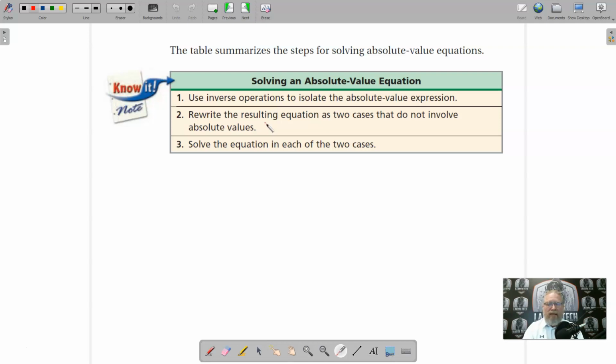We're going to take what's inside of the absolute value bracket, and we're going to put it on one side of the equation. And then whatever is on the right side of the equation, we're going to use the negative form of that. And then again, we're going to do the same with the second one and use the positive form of that, which is step 3, solve the equation in each of the two cases.